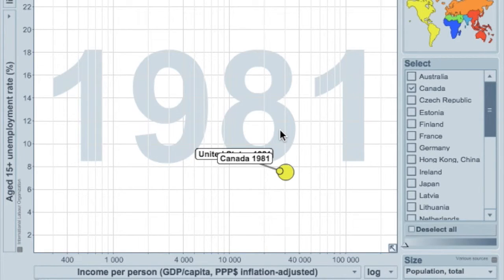Hey, so this is the site I was talking about, Gapminder. Here on the vertical side, you can see the unemployment of people older than 15. On the horizontal side, you can see GDP per capita. Right here are the countries US and Canada. The bigger the circle is, the bigger the population is. On Gapminder, you can actually see the difference over time.